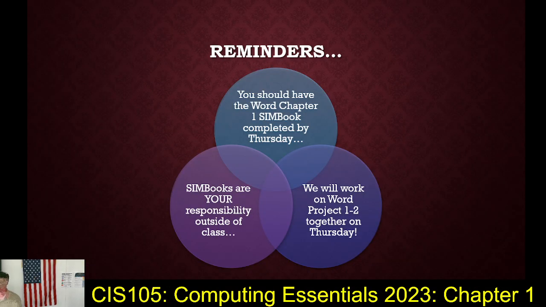Reminders. I hope you all logged in on Thursday to SimNet. I've not looked to see who's gone ahead and done work. I will before your next class. But you should have the Word Chapter 1 Sim book, the one we started on Thursday, done by this Thursday. Well, Nick, what if I don't get it done? That's fine, then just be late with it, but get it done at some point. Keep in mind, the Sim books are your responsibility outside of class, and we are going to work together on Word Project 1-2 this Thursday. And if you've already completed it, you're going to be bored out of your mind.